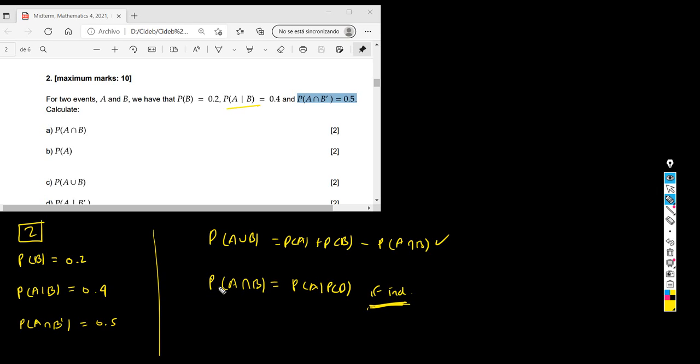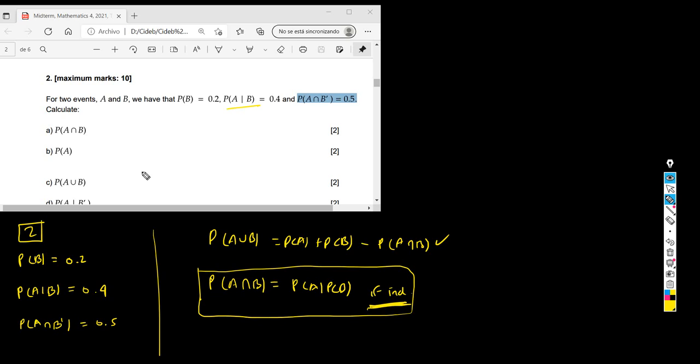If independent, a mistake that you keep doing. Many of you, I would say about 50% of you, made this mistake in this problem. You wanted to use this formula. Okay, why? Because I don't know. I've been telling you many times, you can only use this formula if you know that the events A and B are independent.